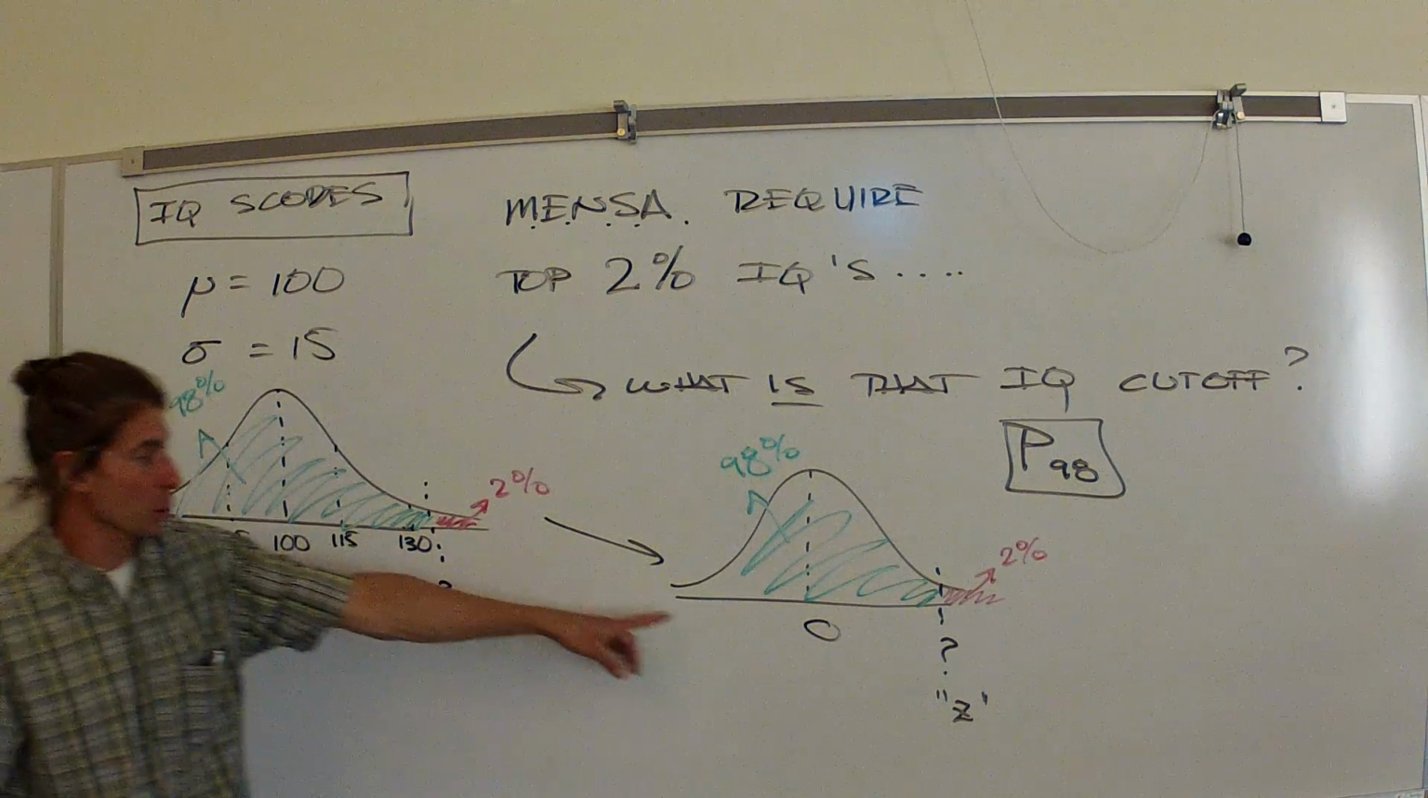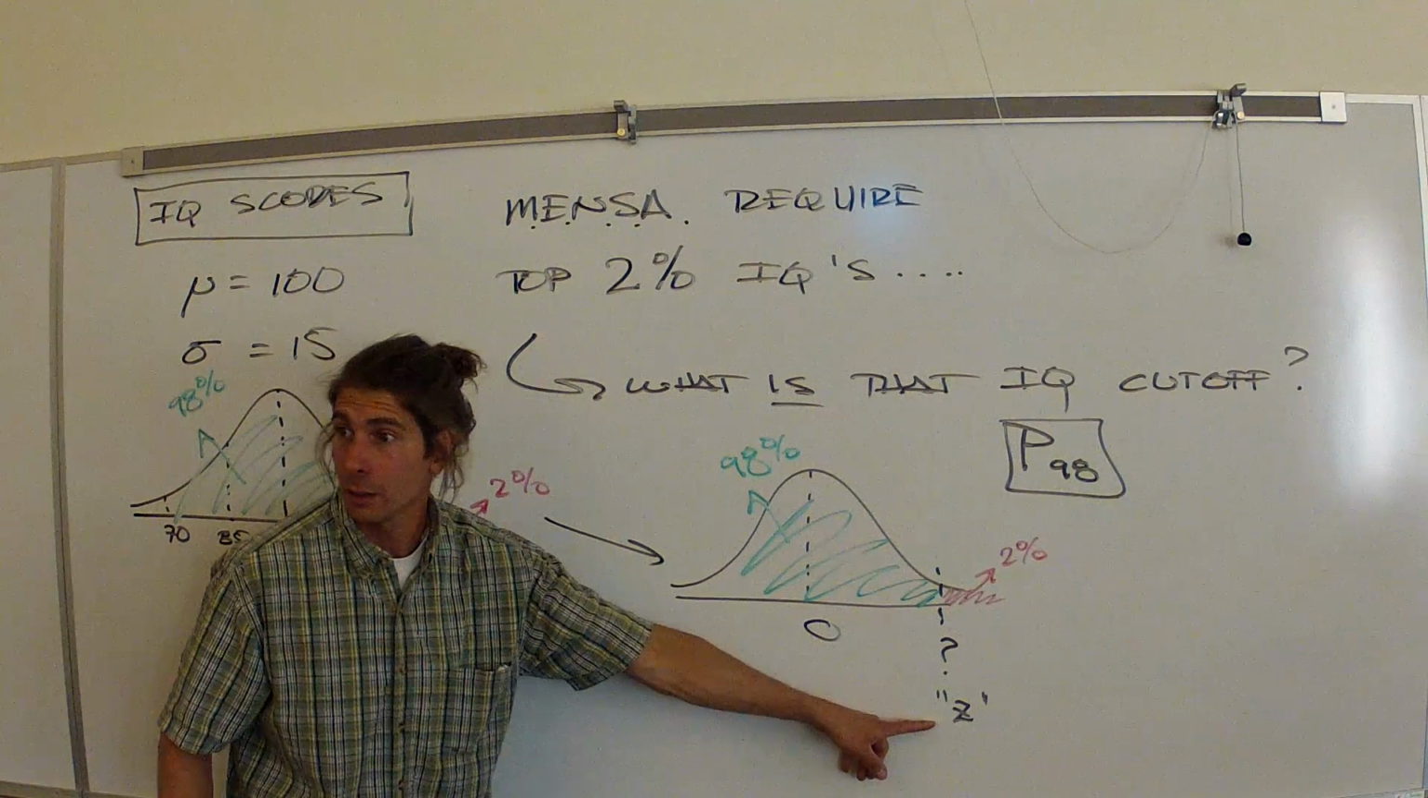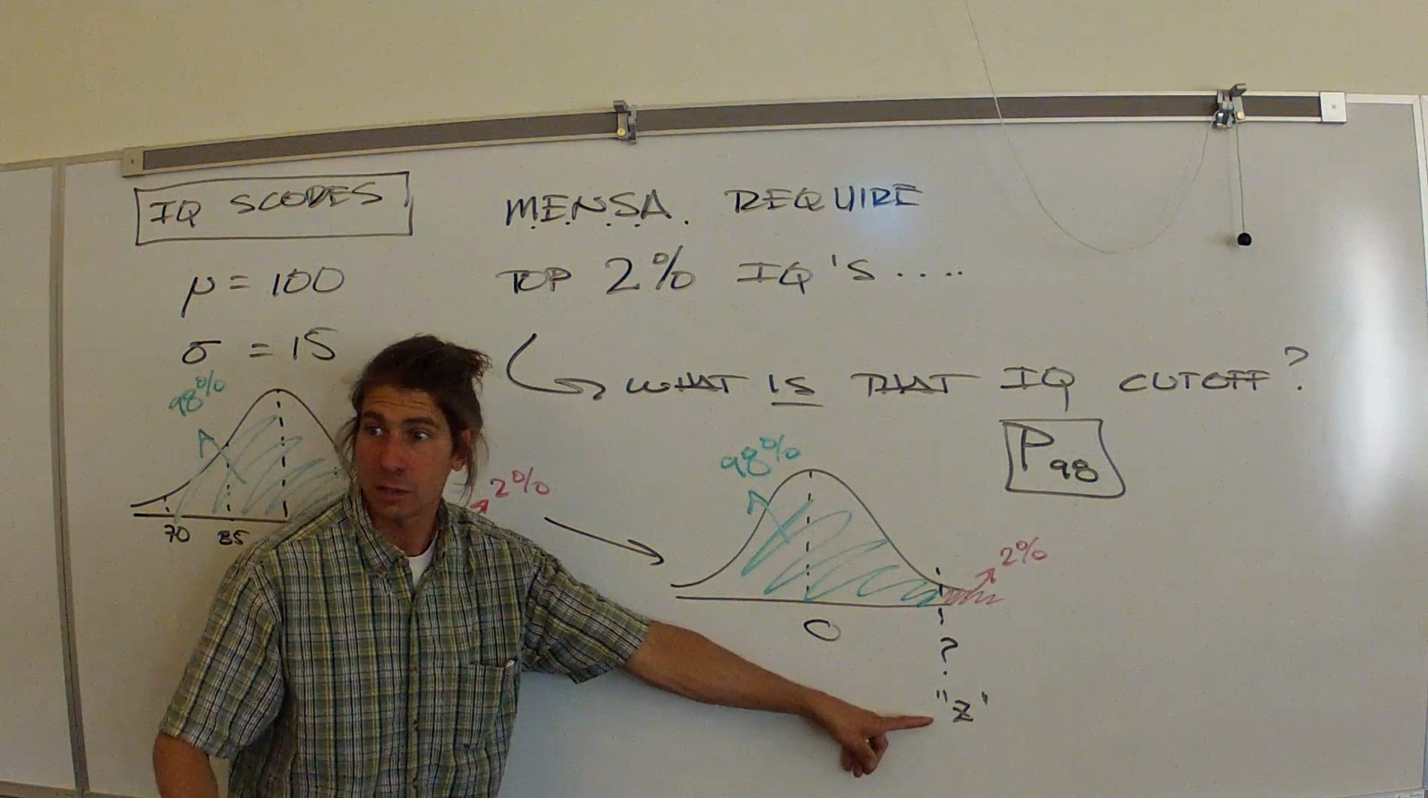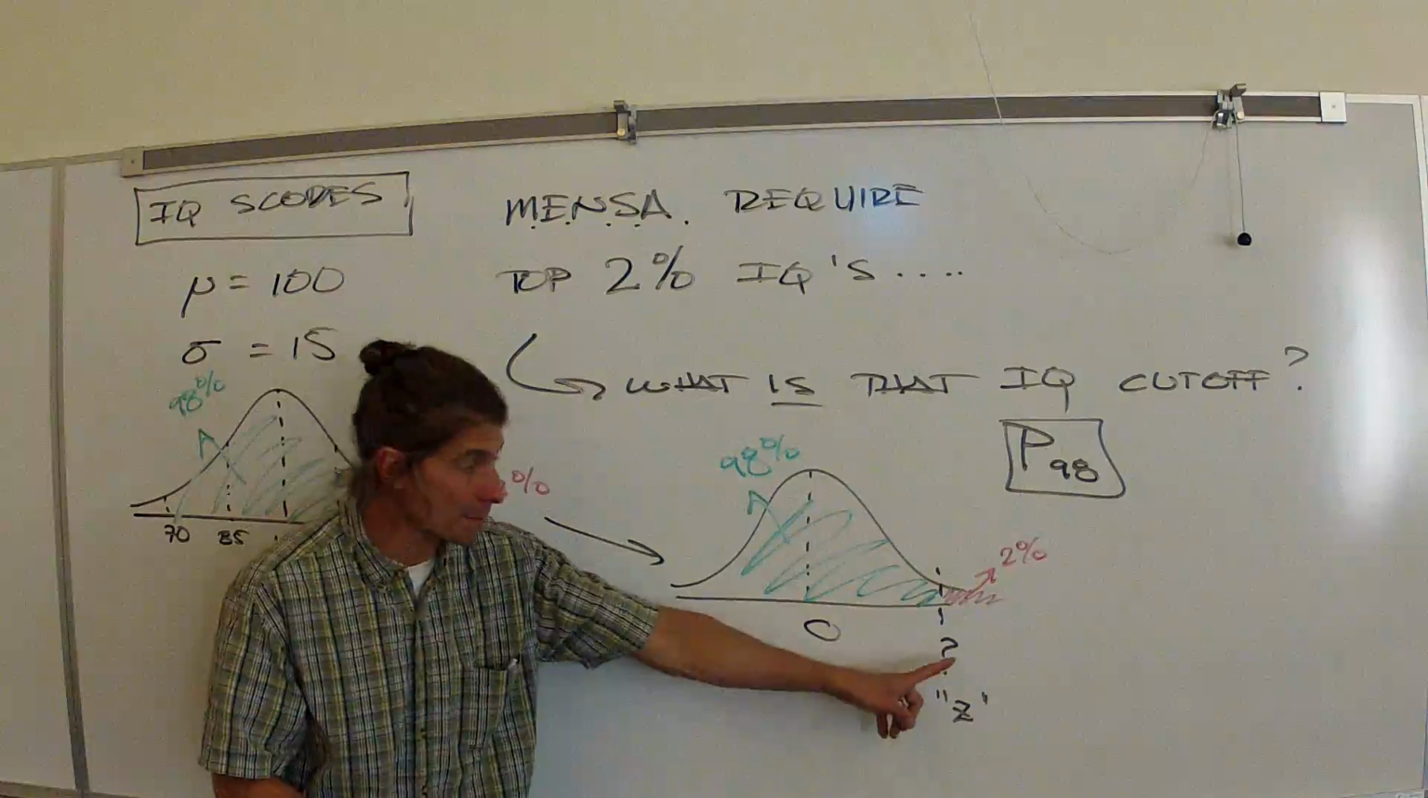Now we're on the standard normal curve. Can you guys find this z right here? Can you give me a hell yeah? Well, okay, we'll take that. Yes, you can, because it's a backwards problem.